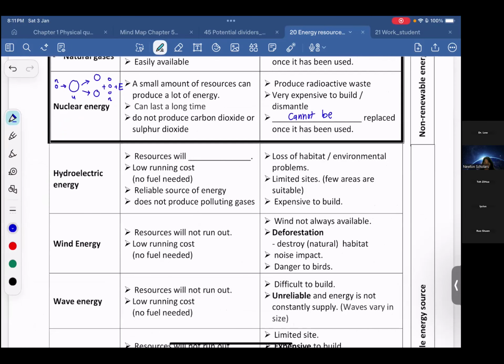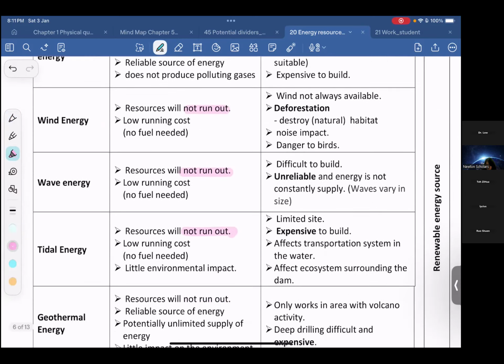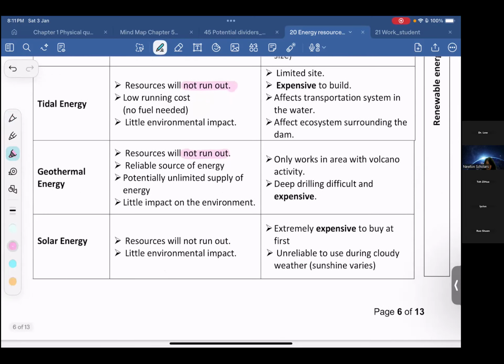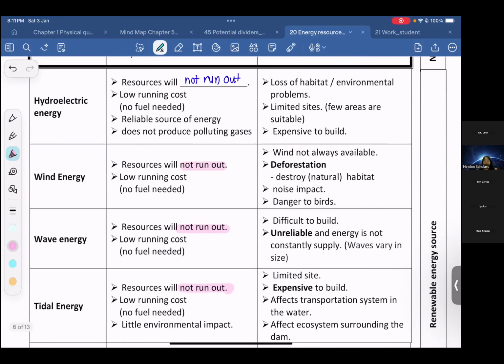Renewable hydro is related with the water. So water we store behind the dam reservoir. So water flows down, turns the turbine, turns the generator. Okay, this is renewable, so the resources will not run out. Others are also the same, will not run out if they belong to the renewable. All the renewable energy sources, you can just say the advantage is that the resources will not run out.